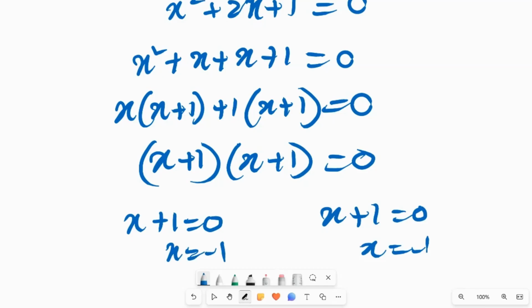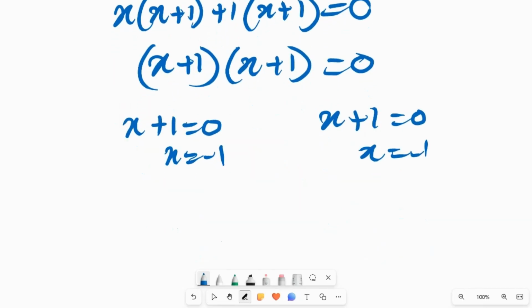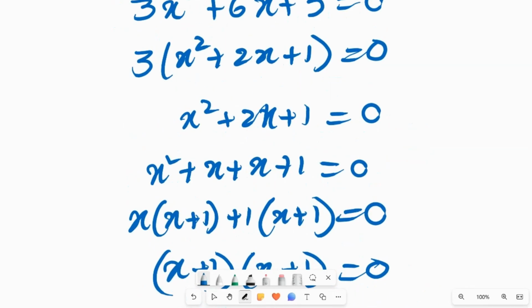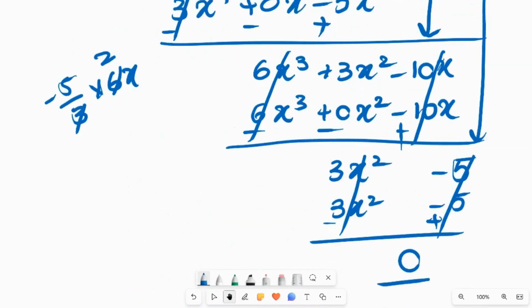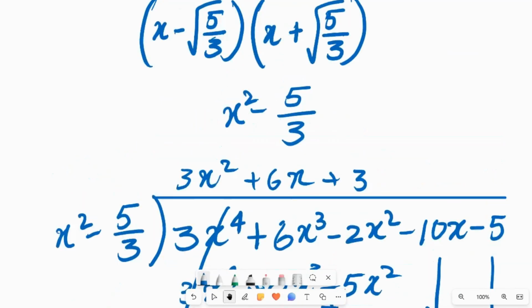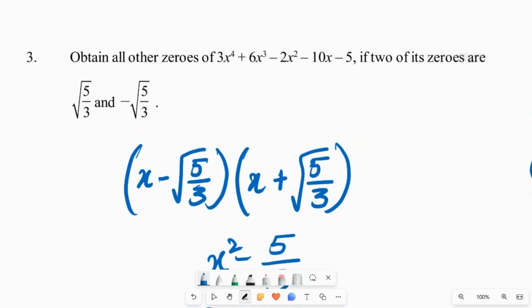So the other two zeros of the biquadratic polynomial they gave are minus 1 and minus 1. So I would write the therefore statement as: if minus root 5 by 3 and plus root 5 by 3 are zeros of this given biquadratic polynomial, then the other two zeros are minus 1 and minus 1. That's it. Hope you understood the question.